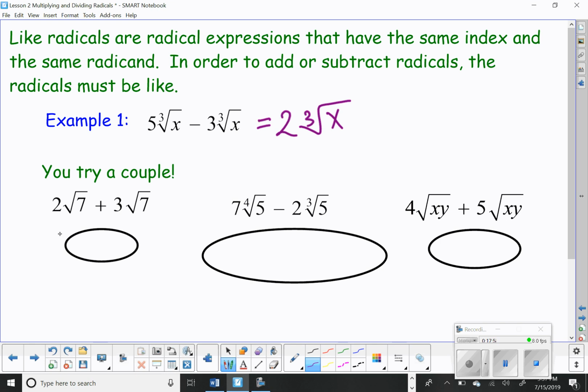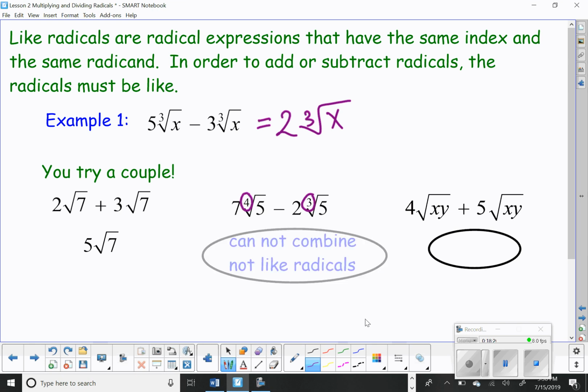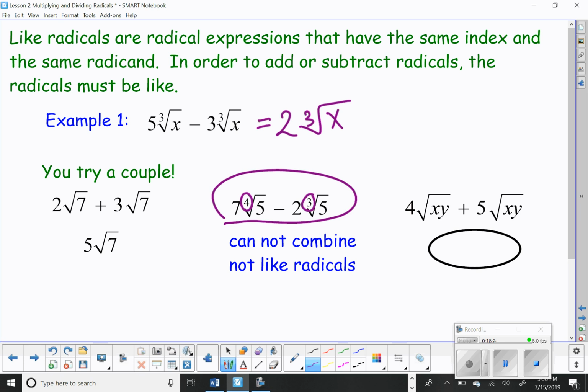Notice when I'm adding and subtracting, I don't change what's under the radical, just how many are out front. If I have 2 root 7s and I get 3 more, how many will I have altogether? You guessed it, or you knew it, 5 root 7. I have 7 fourth roots of 5 minus 2 cube roots of 5. The indices are not the same, therefore the radicals are not the same, therefore I can't combine these, and I just leave it. This is simplest radical form.